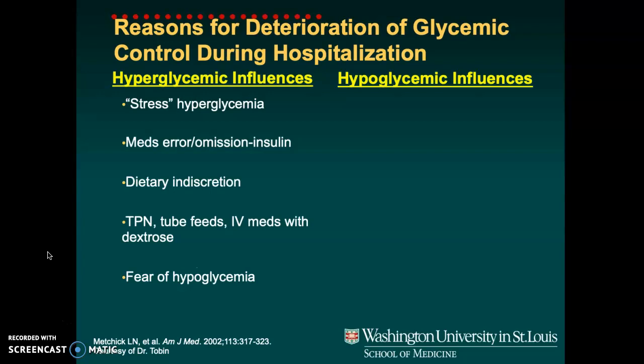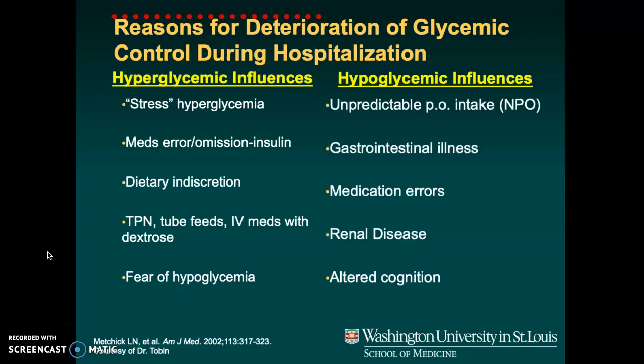In terms of hypoglycemic influences, again, we have this unpredictable PO intake, a patient who might be newly NPO but still getting full dose insulin, a patient who is having a lot of nausea and vomiting or GI illness, again, medication errors, problems with clearing the insulin, i.e. if a patient has significant kidney disease, and then finally, altered cognition, so that it's difficult to appreciate if they have acute changes that might be consistent with hypoglycemia.